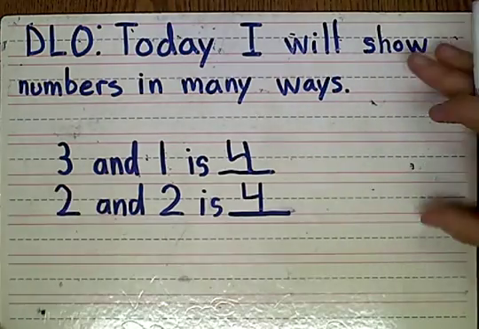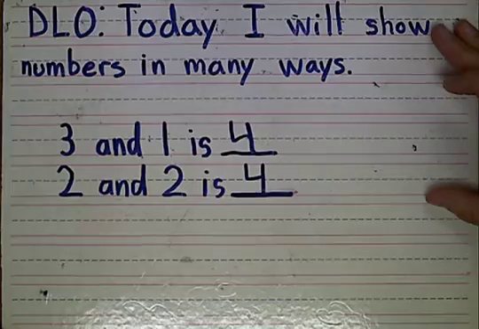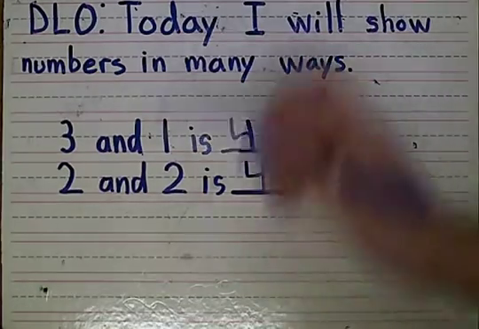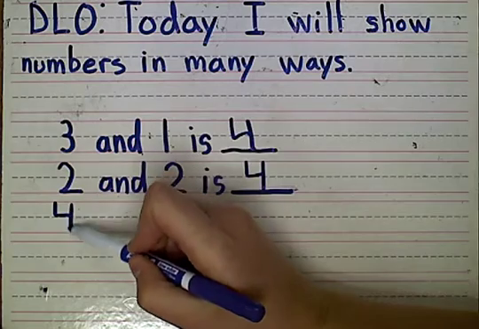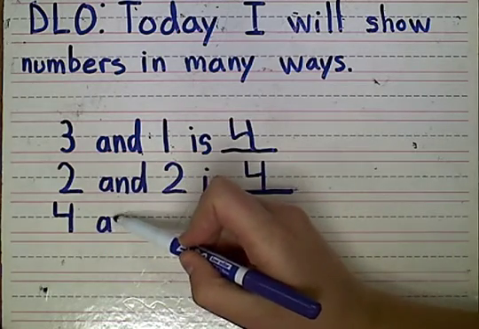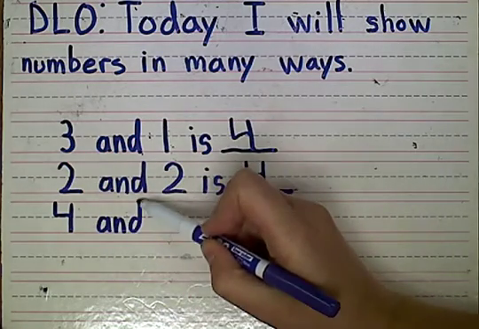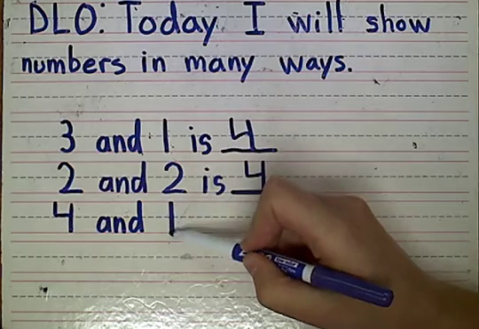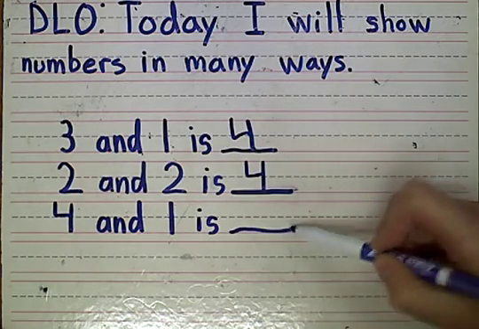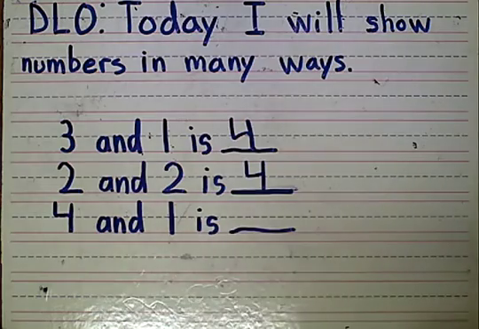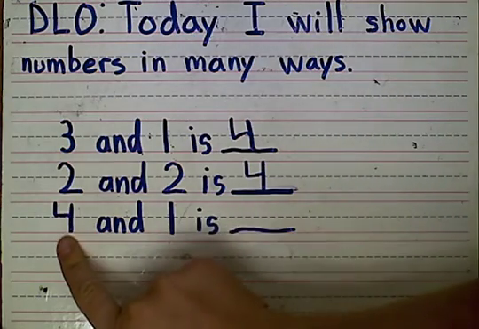Let's do another one. I'm going to push this up just a smidgy. There we go. Let's do 4 and 1 is blank. Let's build it with my cubes. What's my first number? 4.